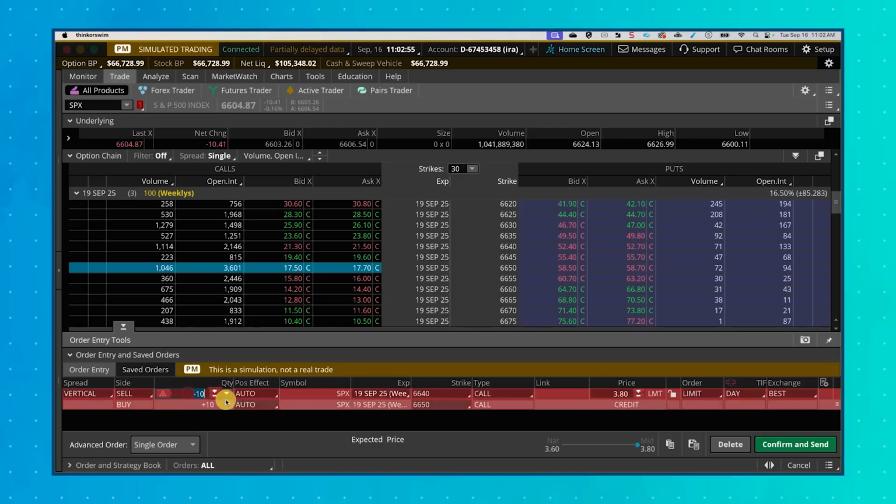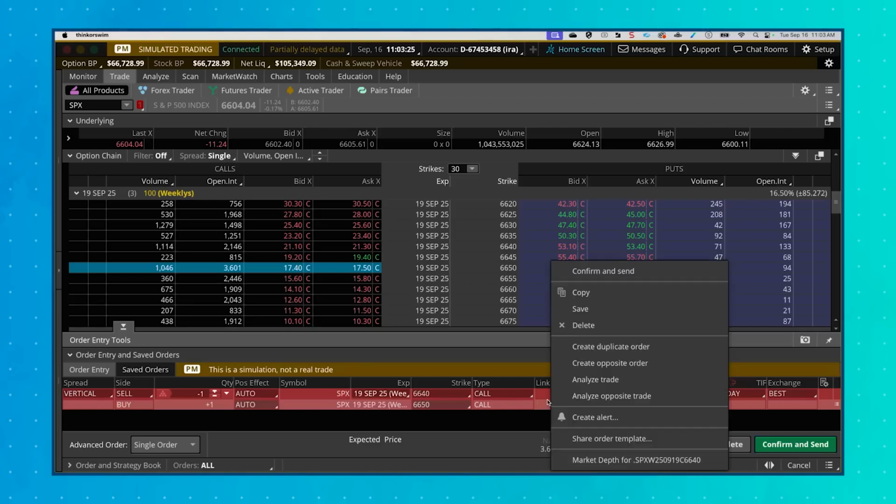Now, there is a default in the platform that defaults you to 10 contracts. For today's purposes, we're going to change that over to 1, and lock in the price at $3.80. At this point, what I want to do is decide if this is the right trade to use, and to do that we're going to analyze it. So we're going to right click on the link area and go to Analyze Trade.